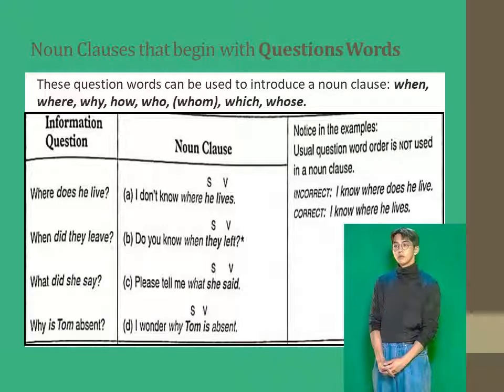Do you know when they left? They is the subject and directly the verb left. Please tell me what she said. She is the subject and directly uses the verb said. I wonder why Tom is absent. The subject is Tom and the verb is.